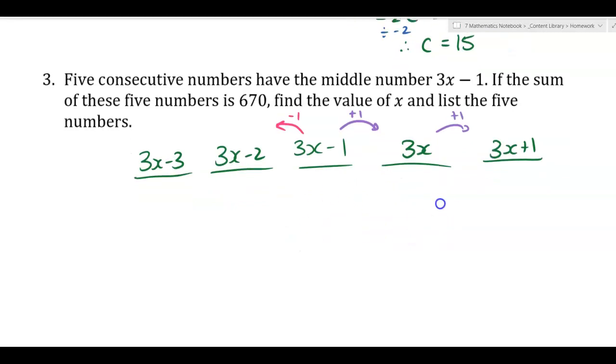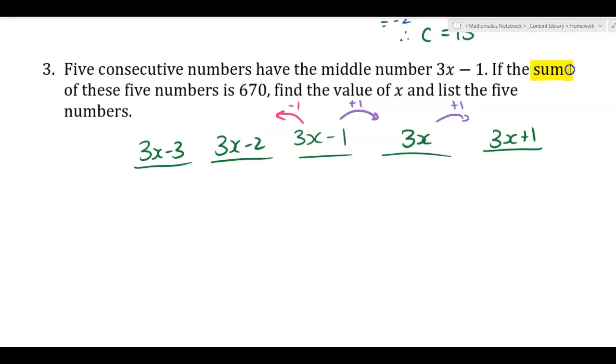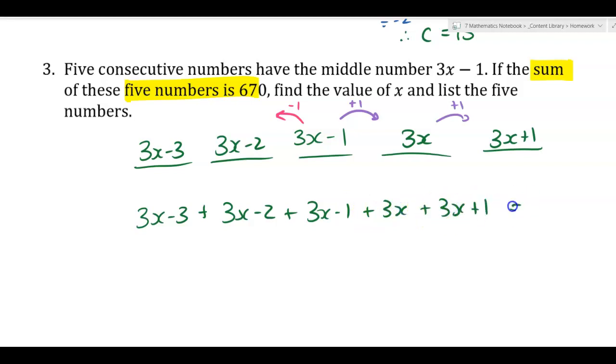Okay, and it says that the sum, what does sum mean? Adding. The sum of those numbers is 670, so we get 3x minus 3 plus 3x minus 2 plus 3x minus 1 plus 3x plus 3x plus 1 all together equals 670. How do I solve that? Liam? 3x plus 3x plus 3x plus 3x plus 3x is 15x. No powers. We're just adding them together. So I've got 3x, 6x, 9x, 12x, 15x.